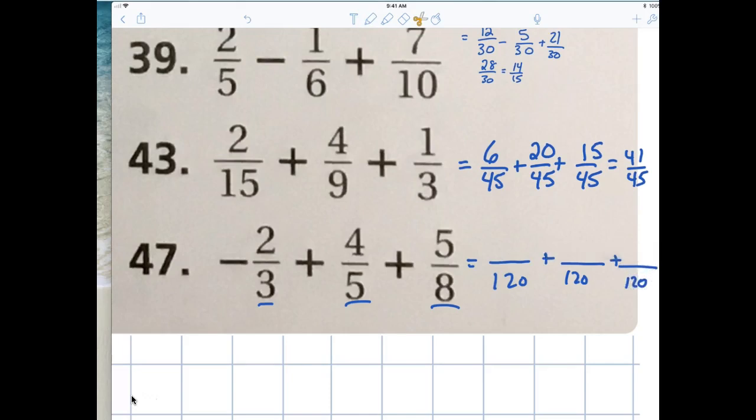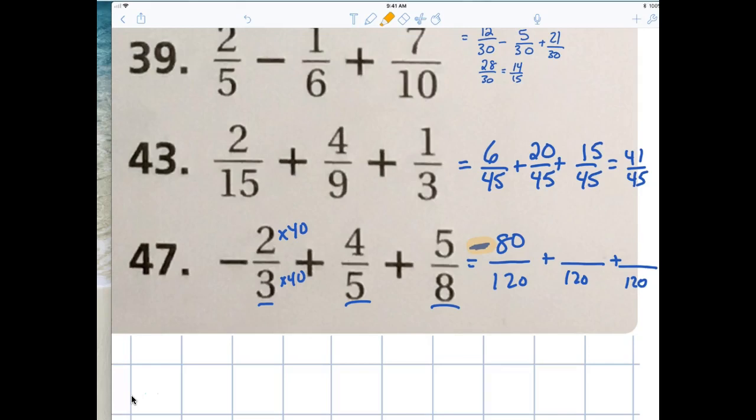Now I forgot this would be negative in front. So what do I multiply 3 by to get 120? 40. Right? So you're multiplying by 40. Double check me. So that would be negative 80. Is everybody with me? Now, highlight or do something. Make sure you remind yourself there's a negative there because that's the problem.